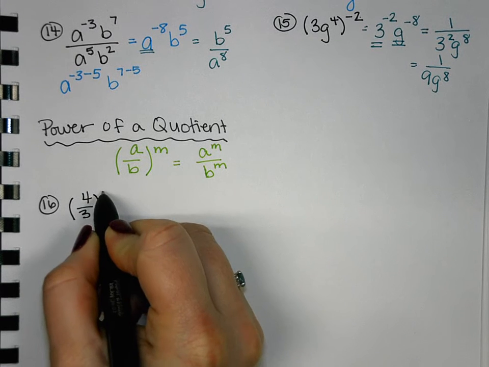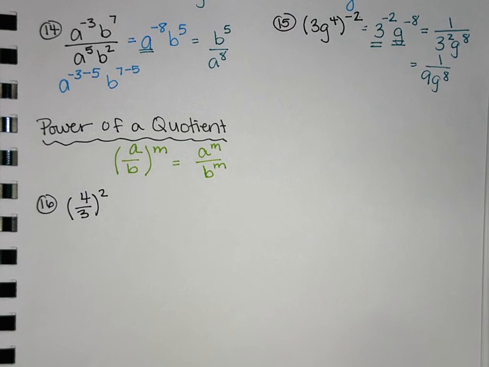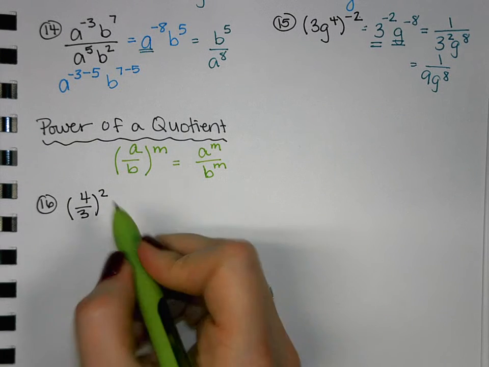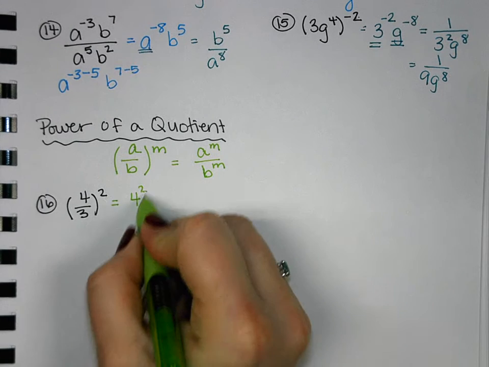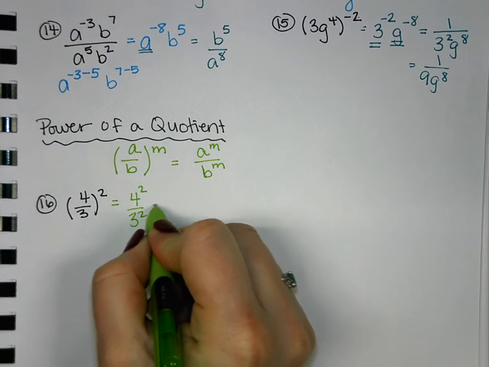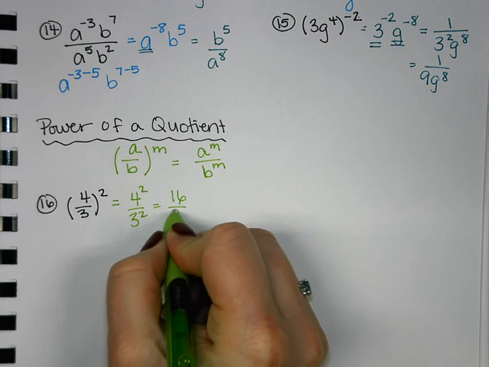So if we had 4/3 squared, 4 to the second over 3 to the second, 16 over 9.